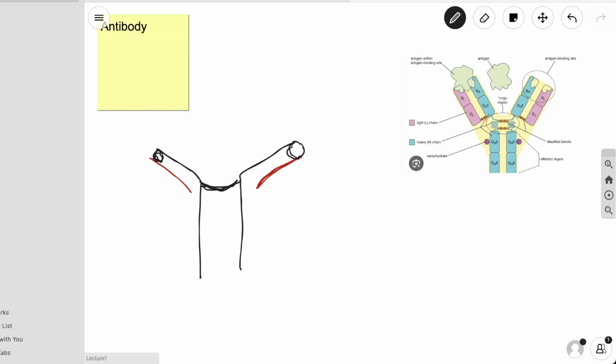In this structure of this antibody, we can see that these upper parts of this antibody, we call it the fragment antibody, FAB region. Then this lower part, this down part here that has only the heavy chain, we call it FC, fragment crystallizable.